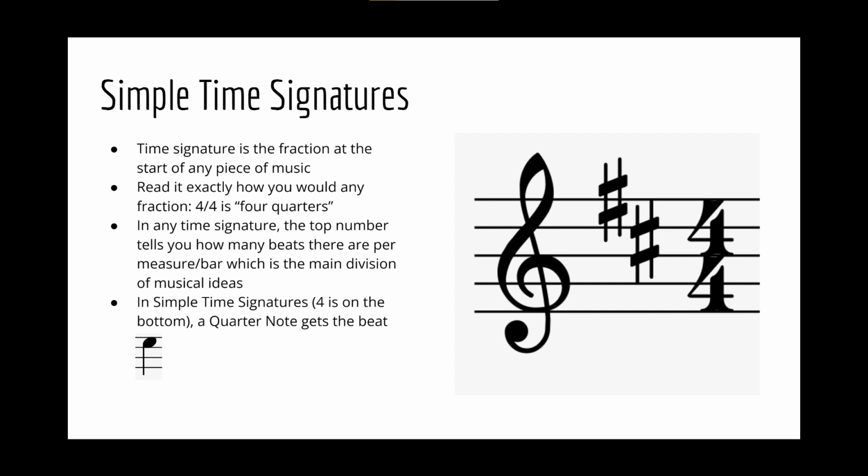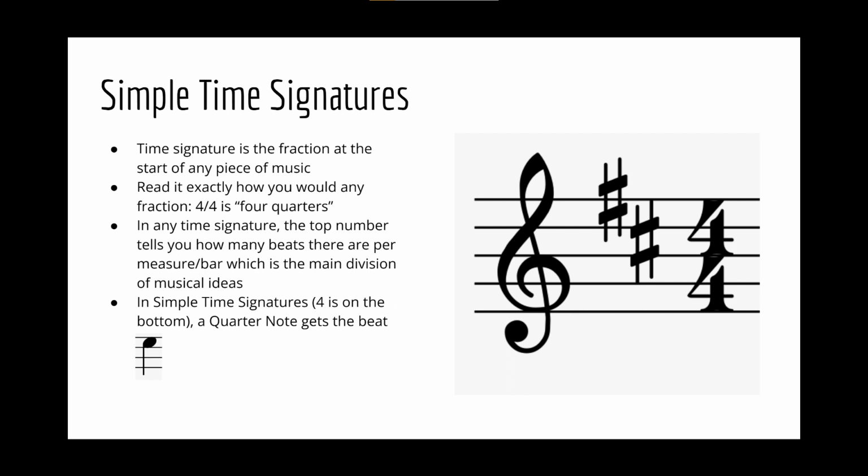The time signature is the fraction, the two numbers, that starts pretty much any piece of music. You would read a time signature the same way you would read a fraction. The fraction on the slide here is 4 over 4, or 4 quarters. You would say there are 4 quarter notes in the music that we're going to be talking about.